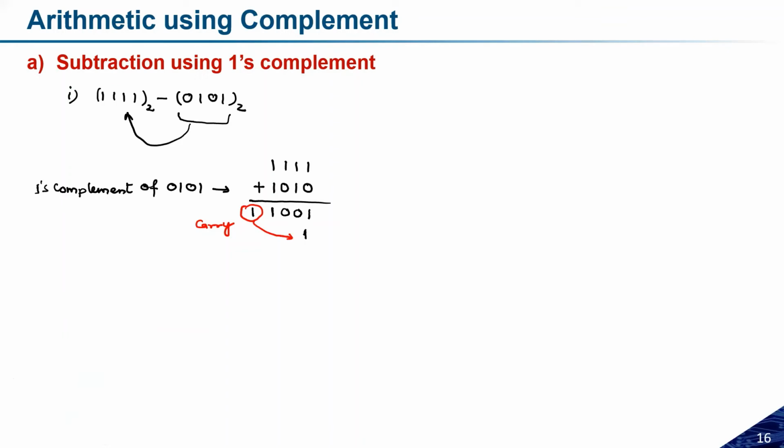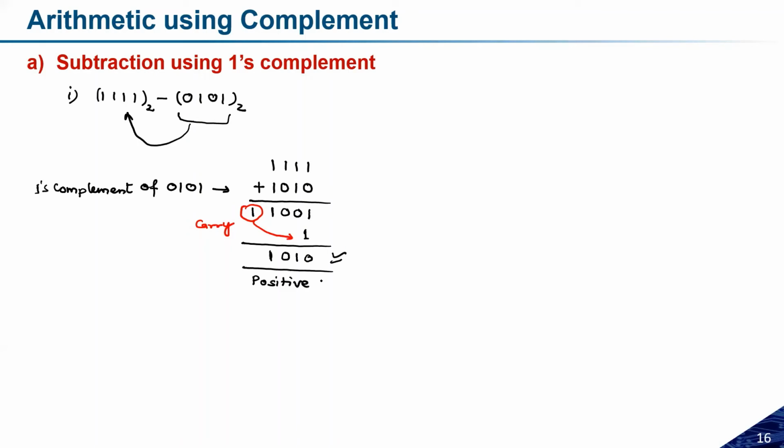So I have to add this carry, then I need to find the result: 1 plus 1 is 0, then 1 becomes 1, 0, and 1. So whatever number I am receiving over here, this is the final result. And if the carry is generated and we have added this carry, it indicates that the number is positive. Whatever result we are receiving, that number is positive.